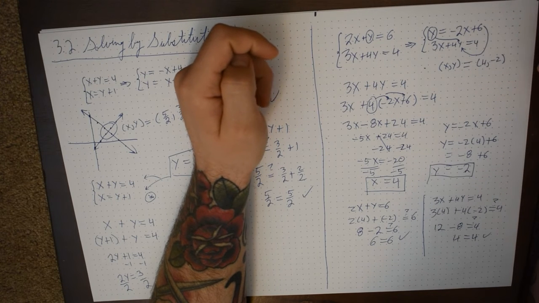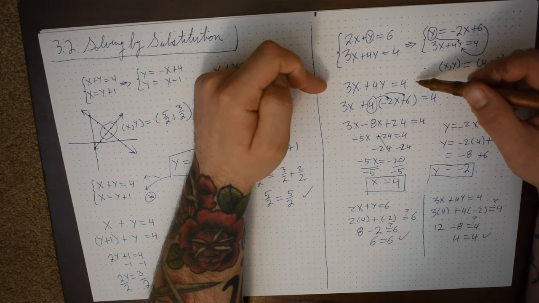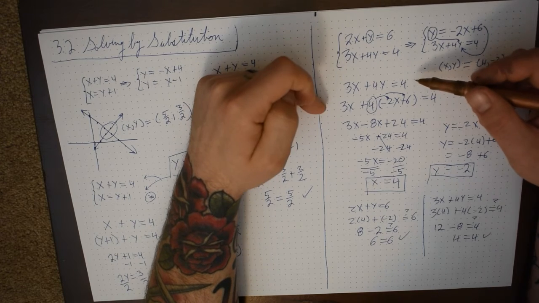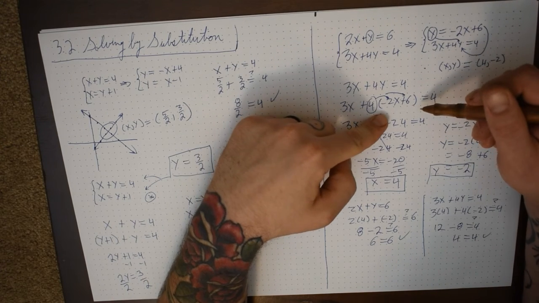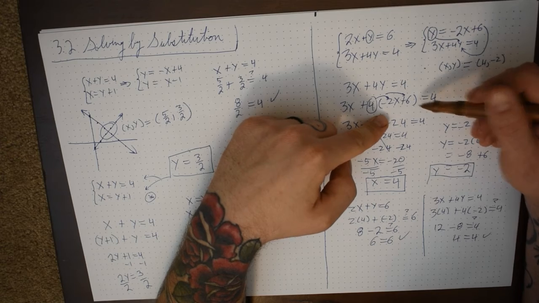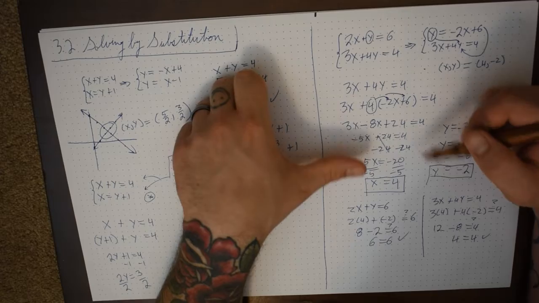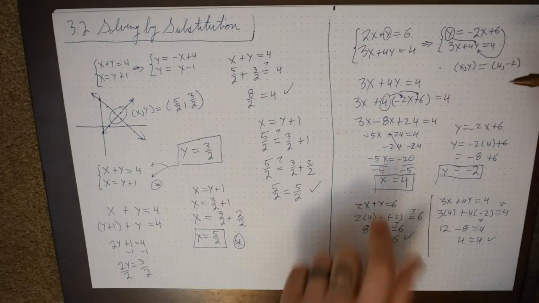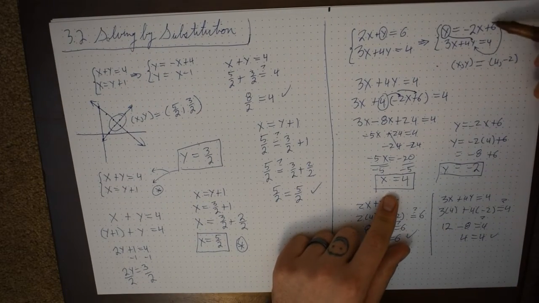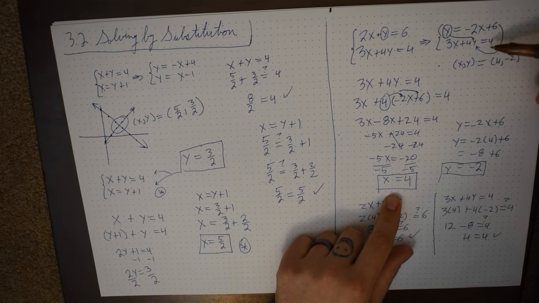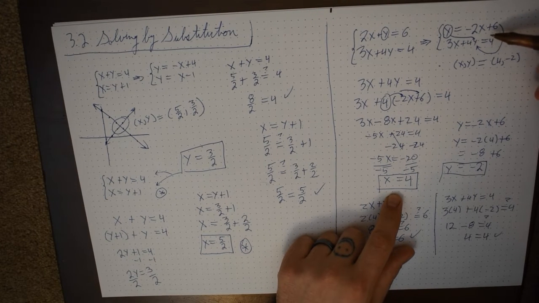Once we got one of the variables by itself, we substituted it into the bottom equation. When we had 3x plus 4y is equal to 4, now we have 3x plus 4 times the quantity of negative 2x plus 6 is equal to 4. We distributed, we gathered like terms, we solved for x. Once we had x all by itself, it did not matter which equation we plugged it back into. Either of them would have given us the correct answer.